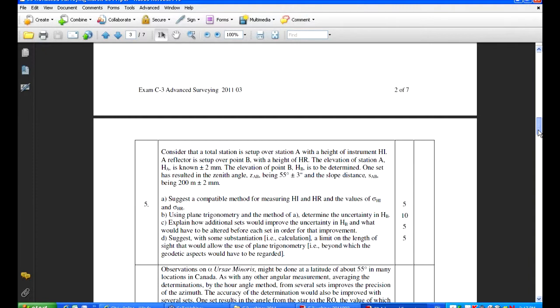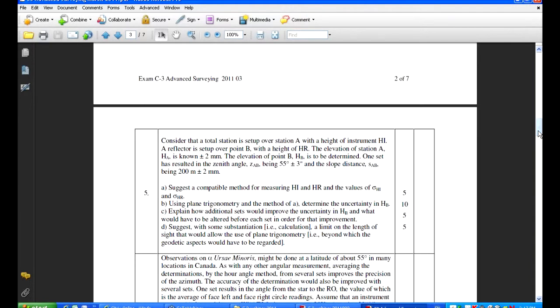Question number 5. This shouldn't be particularly exotic. It's something that you would probably encounter in any instance where you're using a total station to do reasonably precision trigonometric height traversing. And basically it's setting up the equations and doing the propagation through them.